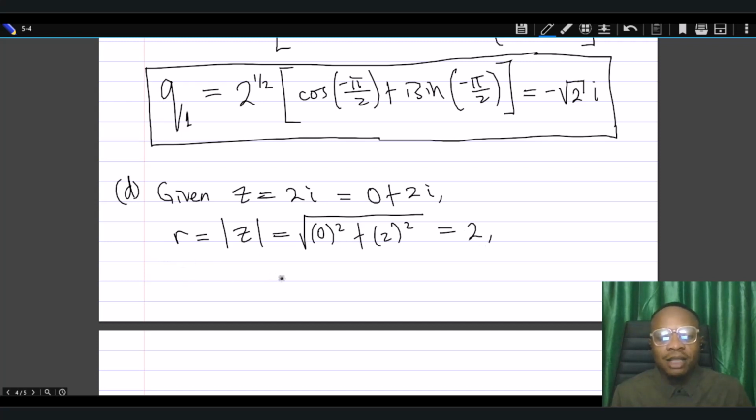And for the argument of this, we show this on the Argand plane. This is the real line, this is the imaginary line. On the real line we have 0, on the imaginary line we have plus 2. So this is going to be plus 2, okay, right here.